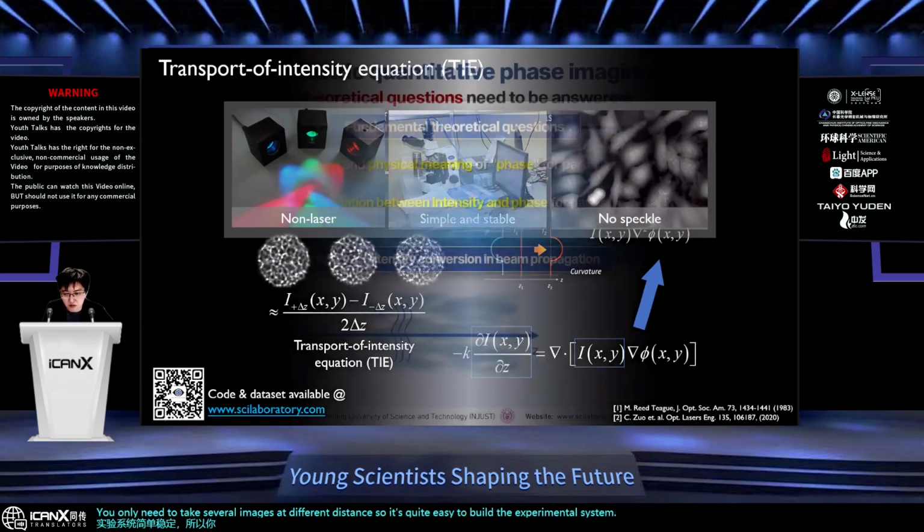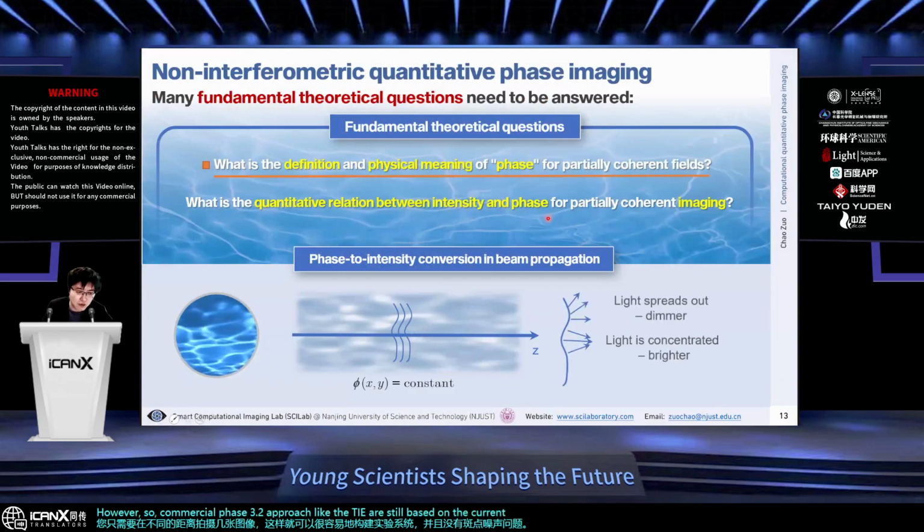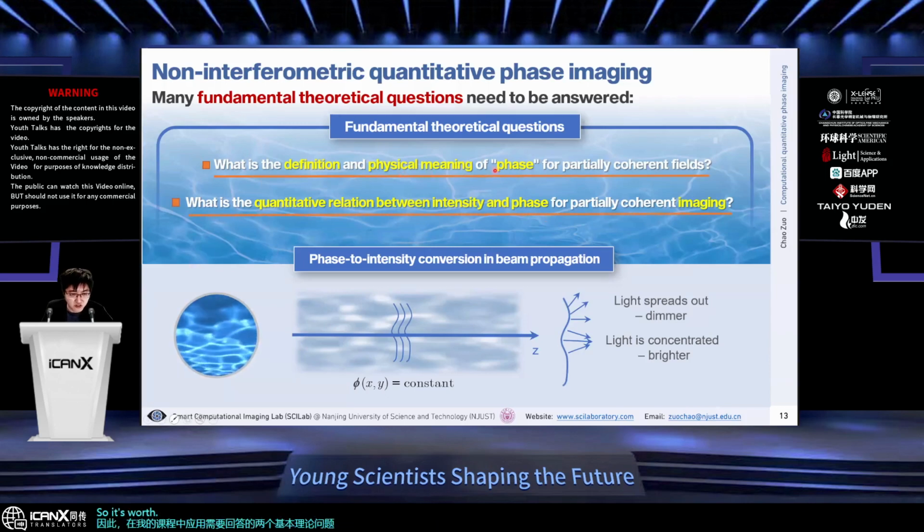However, conventional phase retrieval approaches like the TIE are still based on coherent illumination assumptions, so they use amplitude and phase representations. Two fundamental theoretical questions need to be answered for applications in microscopy. First, what is the physical meaning of phase for a partially coherent field? And what is the quantitative relation between intensity and phase for partially coherent imaging? This is very important because we need to use low-coherence light sources to realize quantitative phase imaging. So we need to answer these two issues.